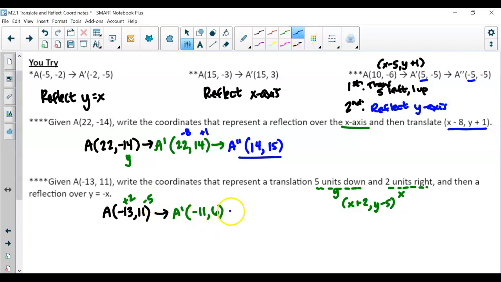So then here, the second transformation, you are reflecting over y is equal to negative x, which means not only are we switching the coordinates, so now we have 6 and negative 11, but also change the sign of both. So this is negative 6, positive 11.